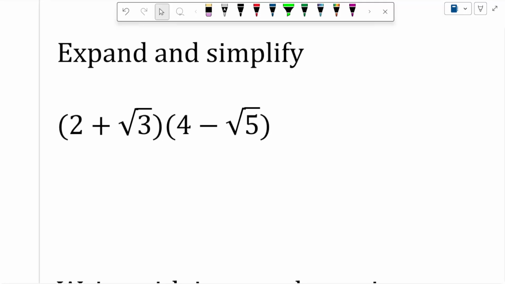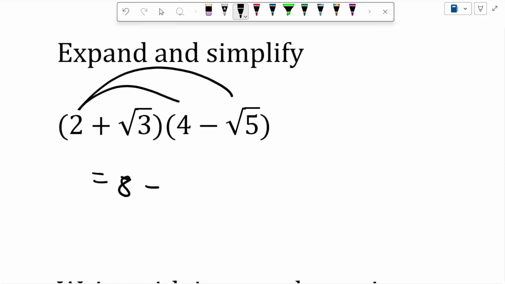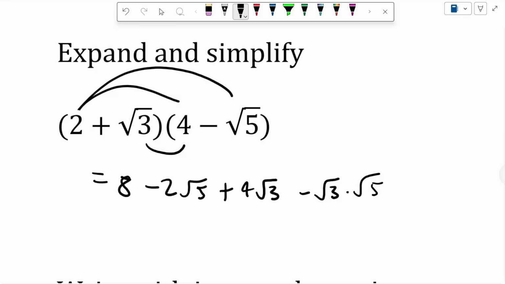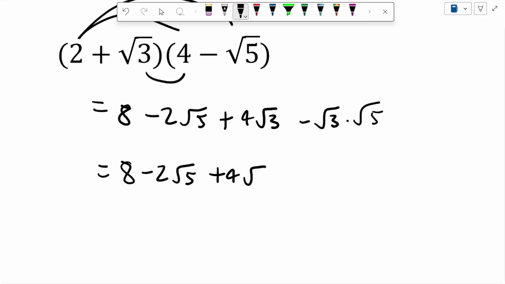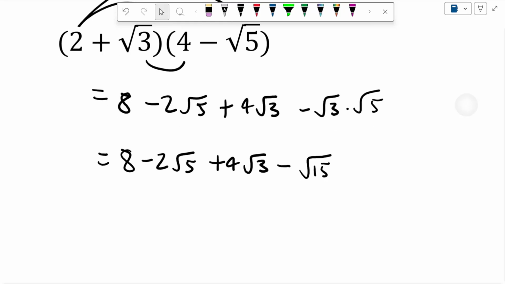Expand and simplify this. So with this one here, we just got to FOIL it out. So this is 8 for the first term. This is 2 root 5 for the second term. 4 root 3 for the next term. And then it's going to be take root 3 times root 5 for that last term. So if we do this, that is 8 take 2 root 5 plus 4 root 3 take root of 3 times 5. So that is root of 15 there. And that is about as good as we're going to get with that simplification there.